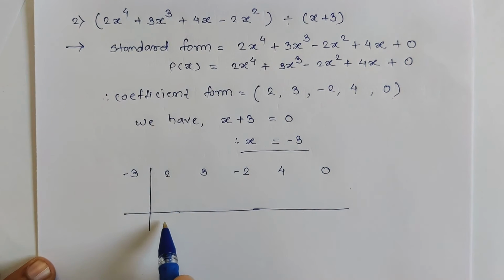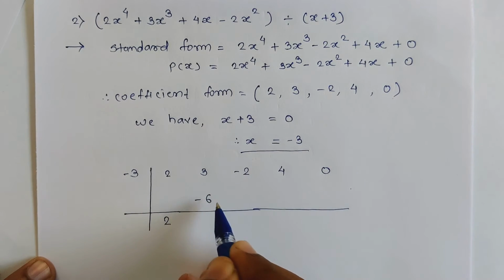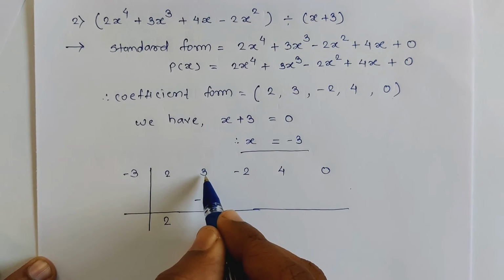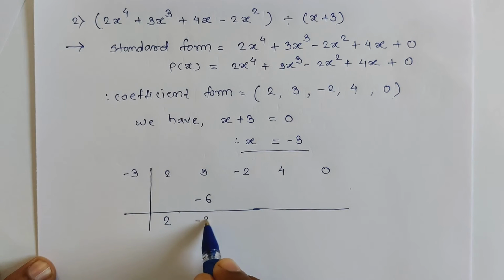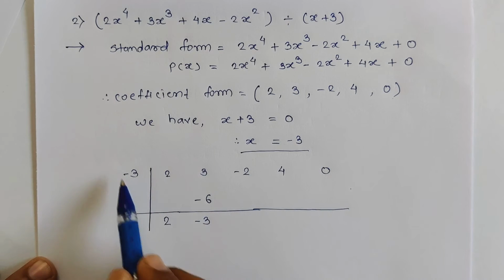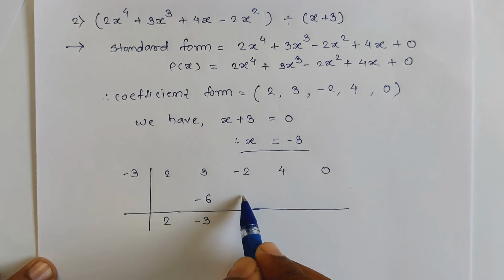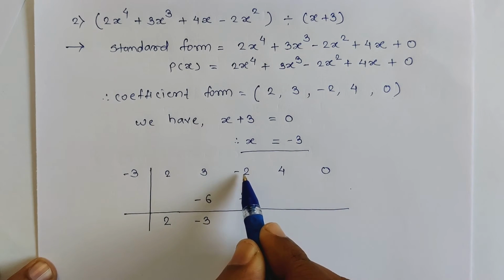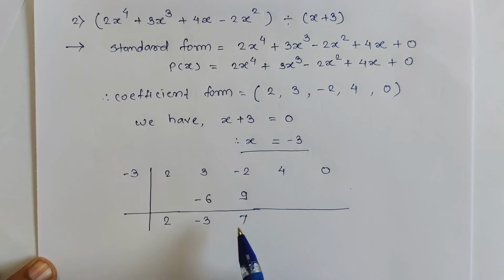Now start with the division. We'll take 2 as it is. 2 into minus 3, it will be minus 6. Now we should add these two. 3 minus 6, it is minus 3. Again have a product of minus 3 and minus 3. So minus 3 into minus 3, it will be plus 9. Minus 2 plus 9, the answer will be 7.